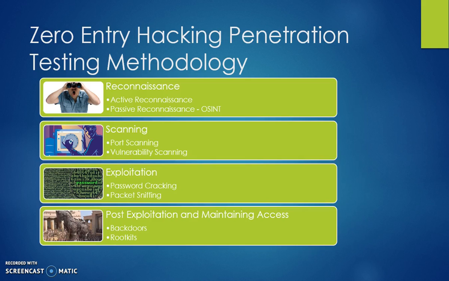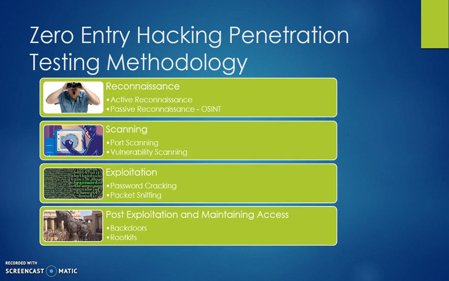Okay, so the next slide here is the four basic steps that are outlined in this book, which are reconnaissance, scanning, exploitation, and post-exploitation and maintaining access. So basically, in this book, I call it a framework, but the book calls it phases. It's just different phases that are taken by an attacker to exploit a system, whether remote or local.